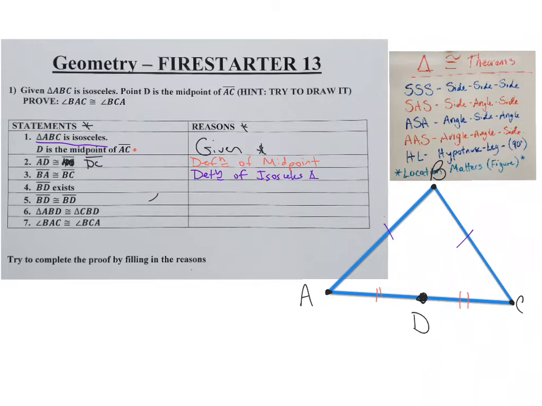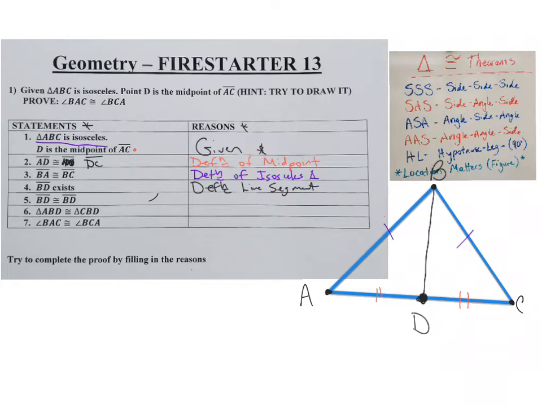Now the next one that's a little bit harder for you guys is, how do we know that BD exists? Well, the definition of a line segment is that I can connect any two points with a line, it's called a line segment. So that's a definition of a line segment. Right now, we don't have vocab tests in geometry, but you do have to know what words mean. You have to know what midpoint means. You have to know what isosceles means. You have to know what line segment means.